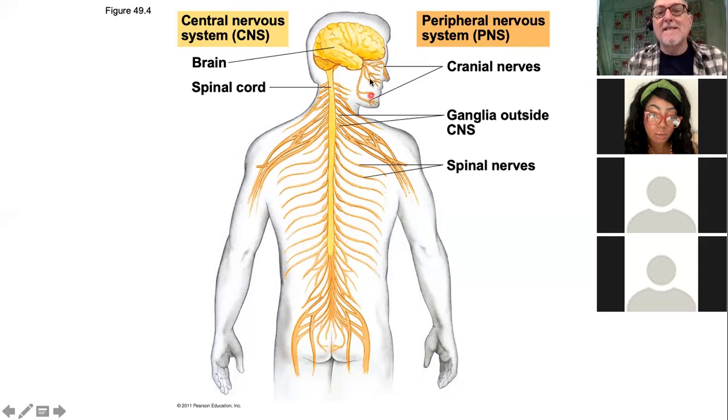But then there are a set of nerves which emerge straight from the brain. They do not emerge from the spinal cord. Most of the peripheral nerves emerge from the spinal cord, with the exception of these, which are called the cranial nerves, and they emerge directly from the brain. This diagram is not 100% accurate, because it shows these cranial nerves as only being here at the face.